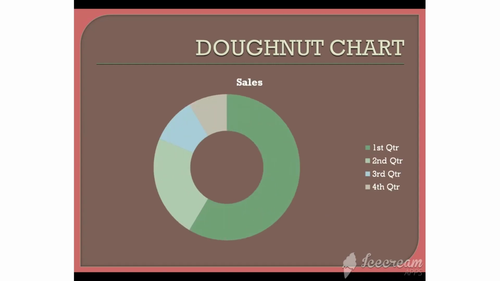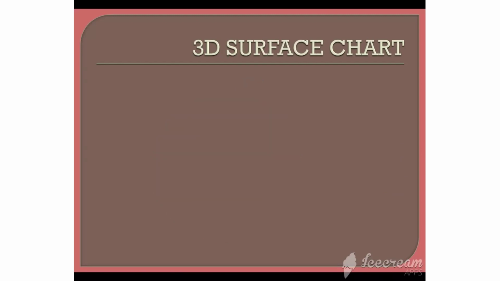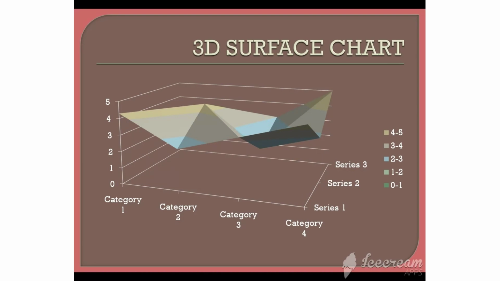Next we have the donut chart. It consists of more than one data series. In this chart, each ring represents one data series. It shows a relationship of parts to a whole. A 3D surface chart shows the three-dimensional view of data.